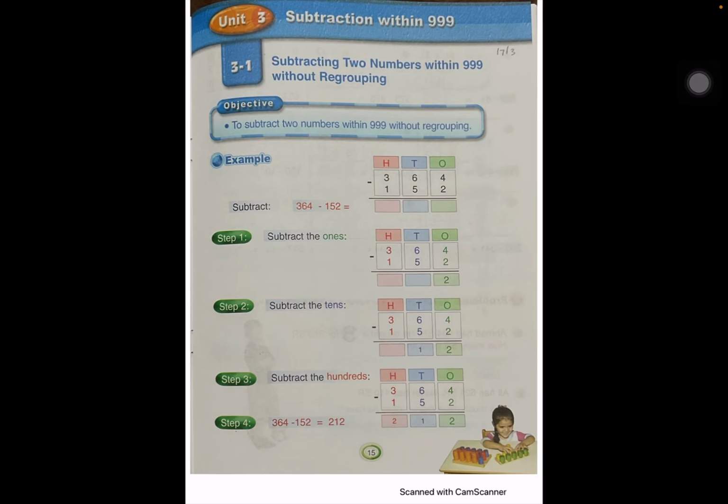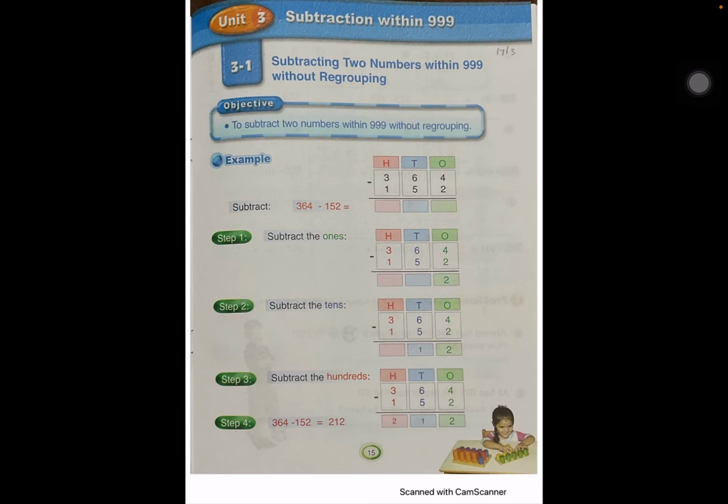Today we are going to have a new lesson. Our lesson is 3.1. The title of my lesson is Subtracting Two Numbers Within 999 Without Regrouping. In this lesson we are going to subtract two numbers, each one of them maybe 3 digits, without regrouping. Without regrouping means without borrowing.